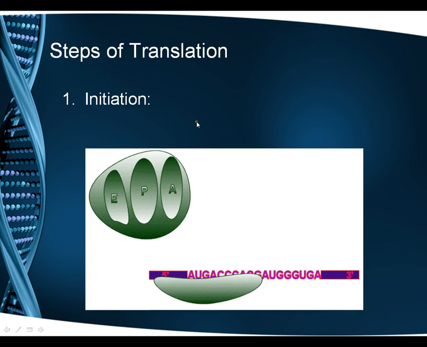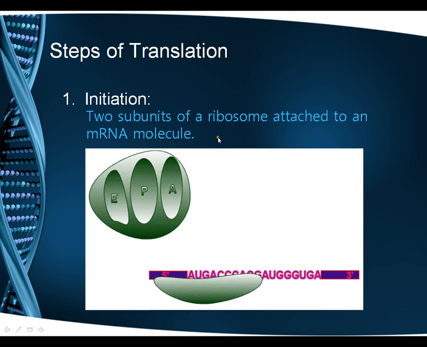So let's talk about the steps of translation. Initiation is the first part, and this is where the mRNA strand, shown here in pink and purple, is going to attach to the ribosome. We have the small subunit and the large subunit. Now, this gets kind of complicated, and there's a lot more involved, so I'm keeping it simple.